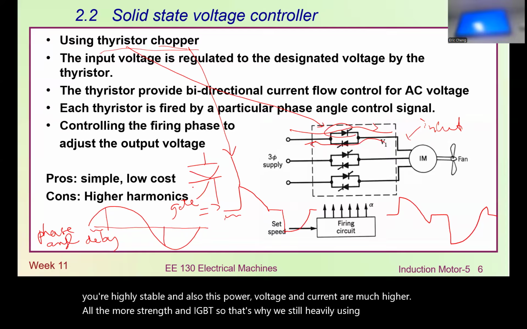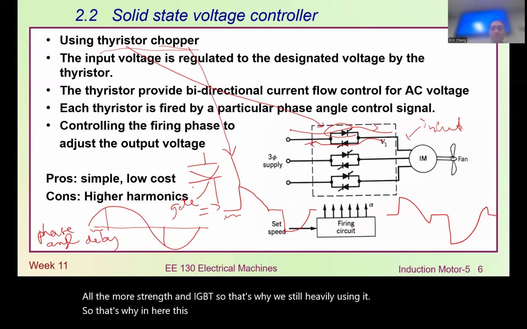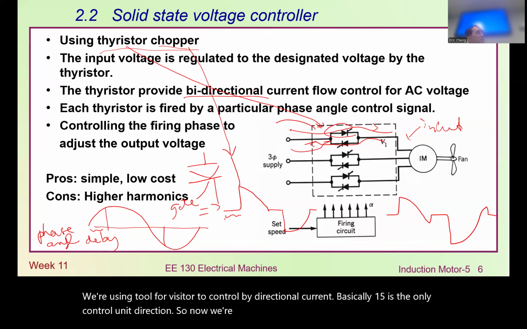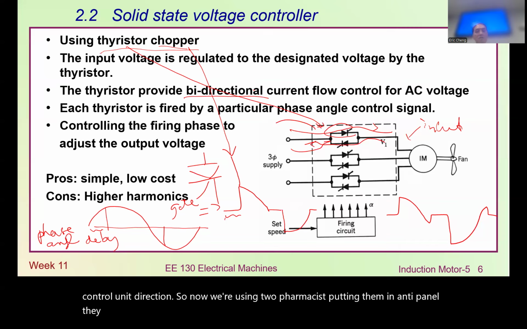This page shows that we're using two thyristors to control bidirectional current. Basically, one thyristor only controls unidirectional current. So now we use two thyristors, putting them in anti-parallel, and then we're able to control bidirectional current. This is the jargon we call anti-parallel.